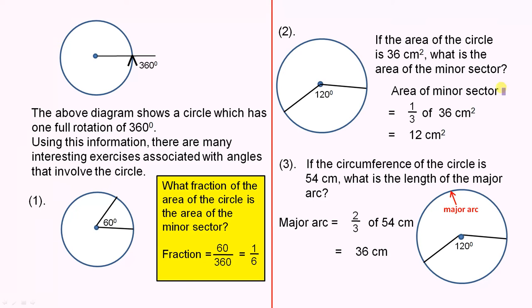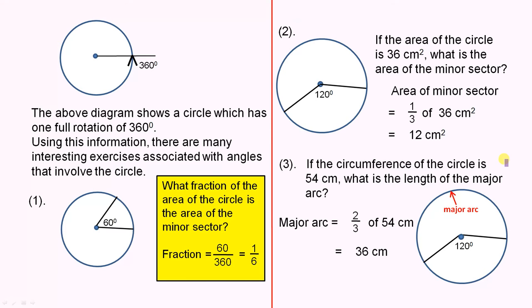Number 2, if the area of the circle is 36 square centimetres, what is the area of the minor sector? So here's the minor sector, because that's the smaller one of the two. Now, 120 degrees is 1/3 of 360. So the area of the minor sector will be 1/3 of 36 square centimetres. And 1/3 of 36 is 12. So the area of the minor sector is 12 square centimetres.